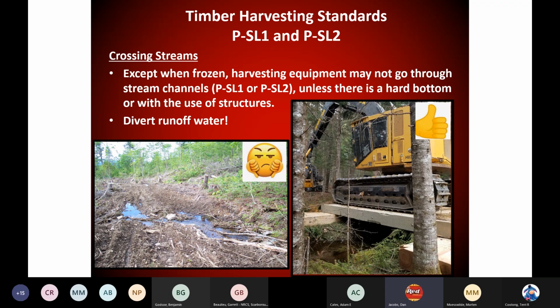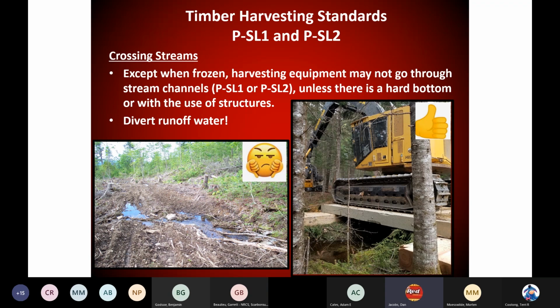There is a little bit of wiggle room if you have a hard bottom and can cross with harvesting equipment and not do damage. But if you are crossing in a time of year when the ground is not frozen, you really should be using a structure. So here is a case where a crossing was done. This is in Aroostook County. This is a picture I took years ago.